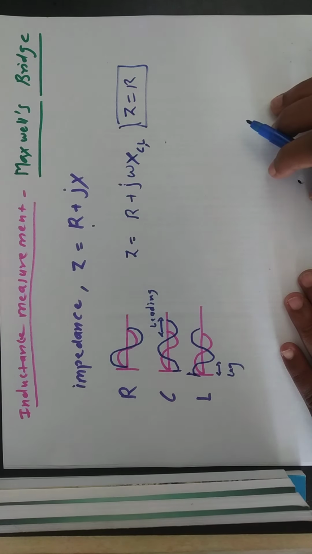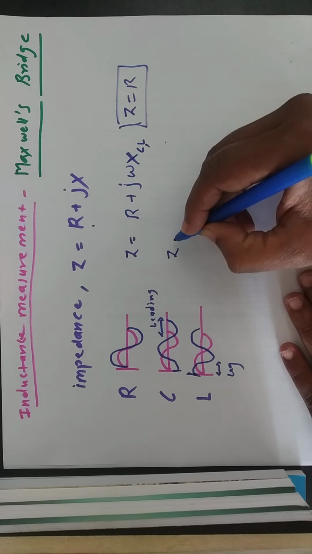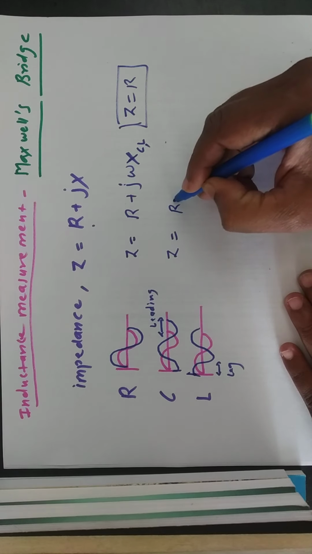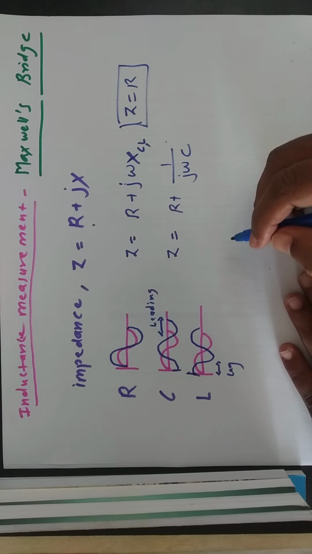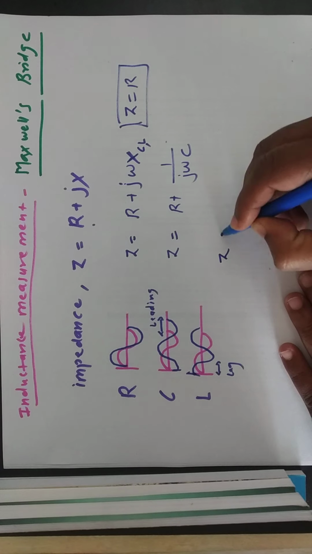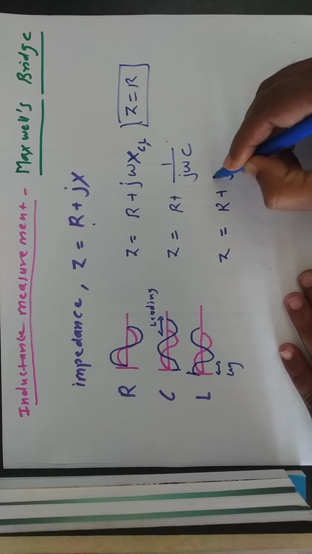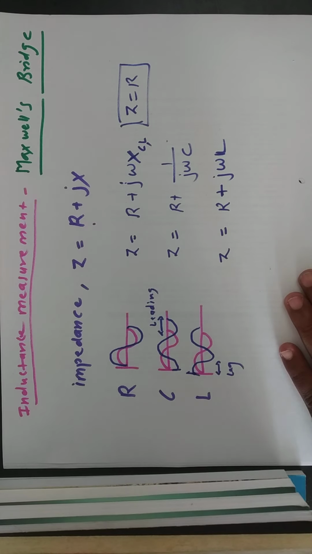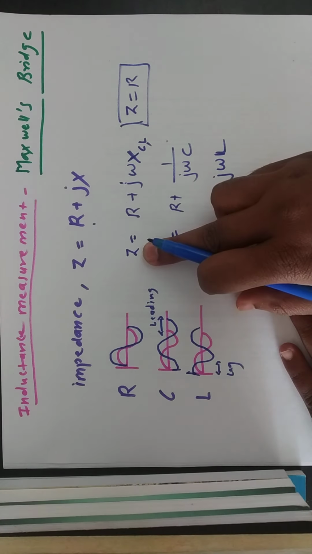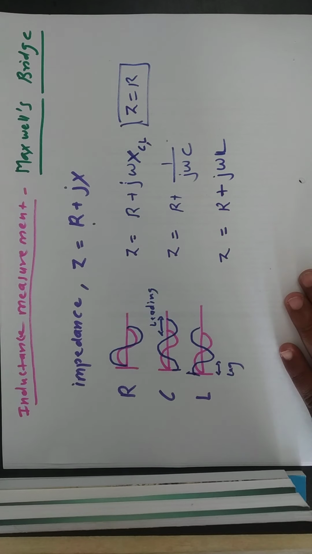If the capacitive part is dominant, then Z becomes R plus 1 upon j omega C. And if there is an inductor in the circuit, then Z is equal to R plus j omega L. So Z is simply the impedance, but in an AC circuit. If you represent this Z in a DC circuit, it becomes simply R.